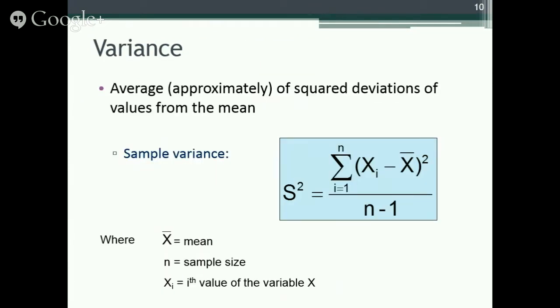Okay, so what is variance? Well, we again talked about the difference between sample and population. So there's sample variance and there's population variance. We can test for the sample variance because we will have a sample of data. It will be more difficult to test for the population variance. So on this slide, you'll notice that I say that the variance, the sample variance in particular, is approximately the average of squared deviations of values from the mean.